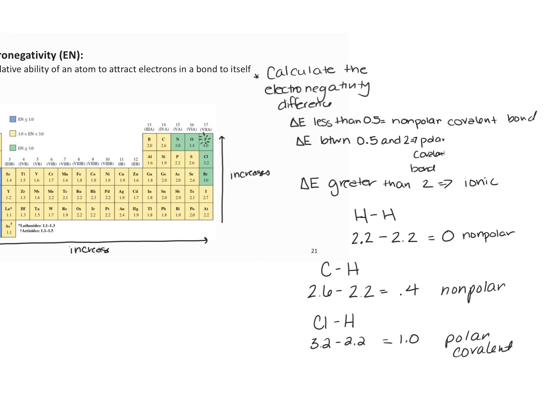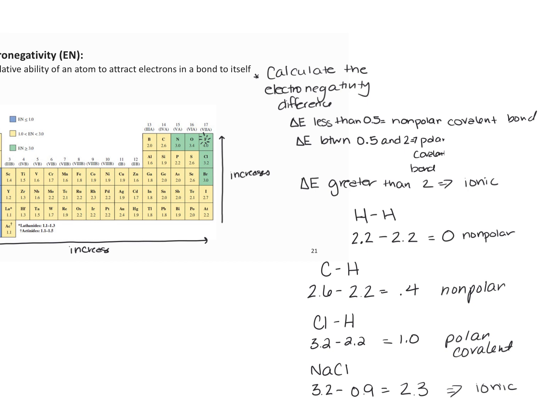Now, I want us to look at an example of something that's ionic, and we've looked at sodium chloride a lot with ionic bonding. If we do this calculation, it's 3.2 minus 0.9, which gives us 2.3, and that's greater than 2, so that's ionic. So these values can be used to predict whether bonds are nonpolar covalent, polar covalent, or ionic.